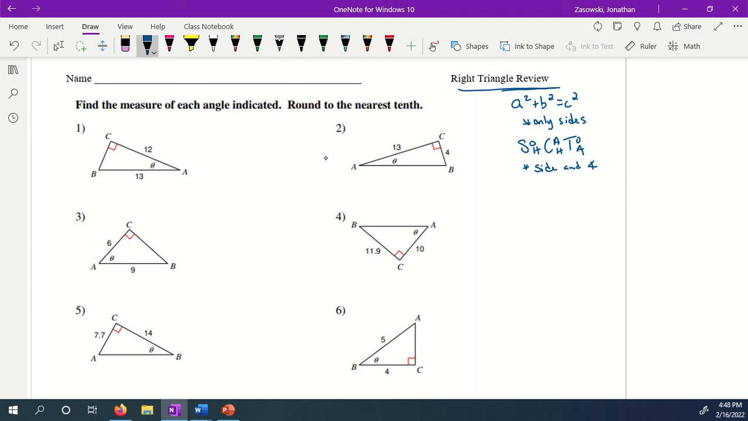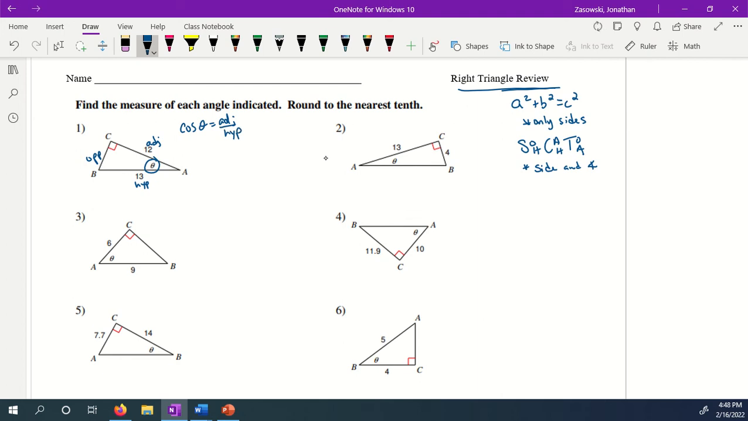So we're going to find the measure of each angle. Remember, theta is our mystery angle we're trying to find. Once again, when you're using SOHCAHTOA, make sure you label your sides: hypotenuse across from the right angle, adjacent connected to the angle, and opposite the leg across. For this triangle, we have adjacent and hypotenuse, so we're going to use the cosine. Remember, cosine theta equals adjacent over hypotenuse.